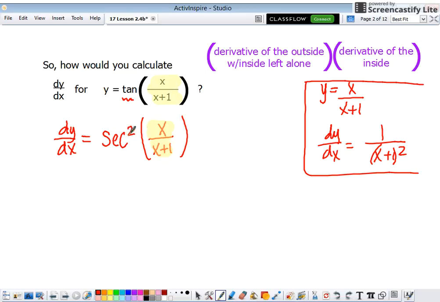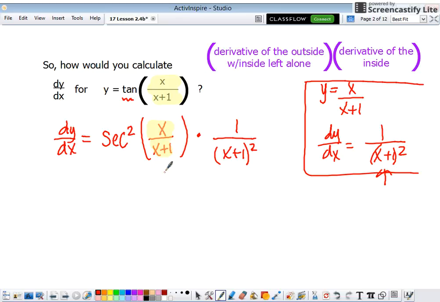So here's the derivative of the outside with the inside left alone, but I need to multiply by the derivative of the inside. Now, if I didn't already know the answer to the derivative of the inside, because I did it on the previous slide, I would have to use the quotient rule right now and say low d high minus high d low over low low. Now, I already did that, and I already know that it simplifies to 1 over x plus 1 squared, so I'm going to just write it over here on the side. So this is the same process that we used last week, but now in addition to the chain rule, we actually had to use the quotient rule to find the derivative of the inside.